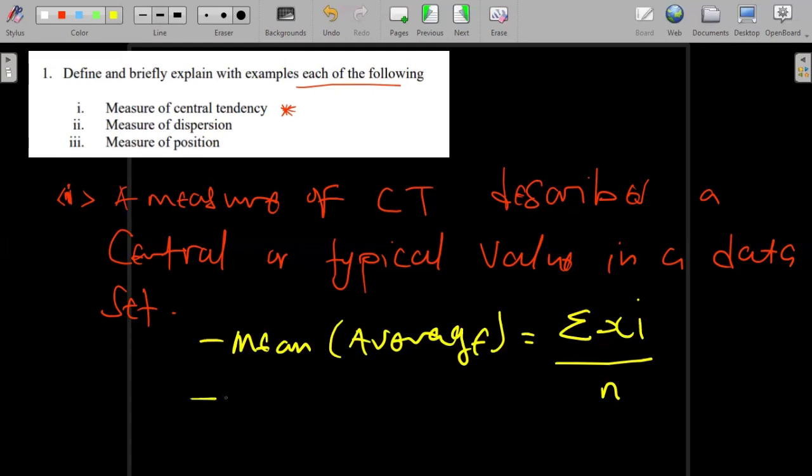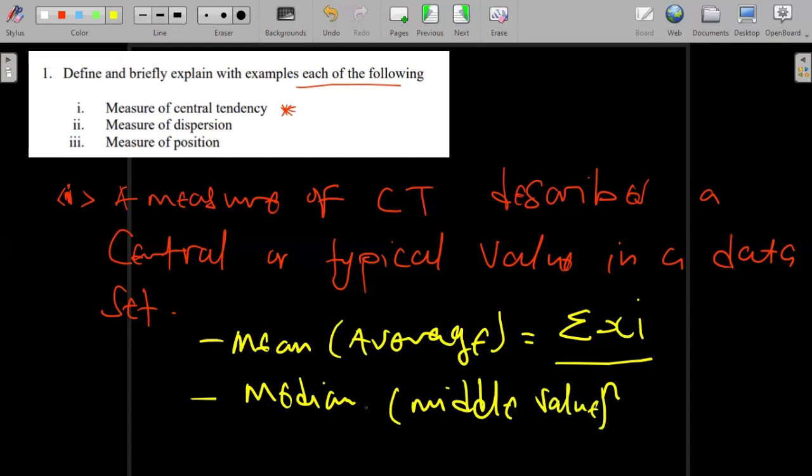And then the second one is the median. So the median is just the middle value in a data set. So when you arrange your data set in increasing order, the middle value is what we refer to as the median.